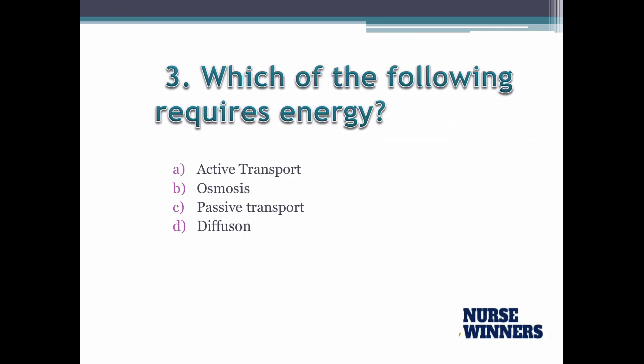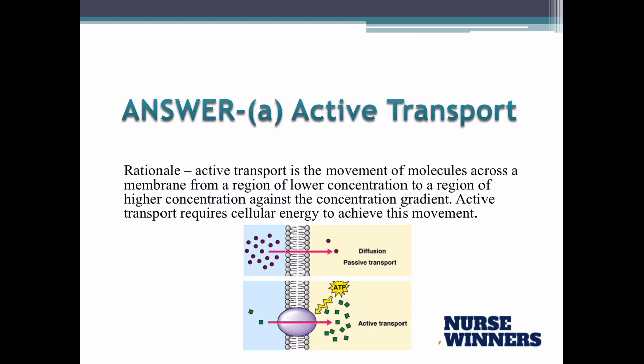Third question. Which of the following requires energy? Options A. Active transport, B. Osmosis, C. Passive transport, D. Diffusion. The right answer is option A. Active transport. Rationale: active transport is the movement of molecules across a membrane from a region of lower concentration to a region of higher concentration against the concentration gradient. Active transport requires cellular energy to achieve this movement.